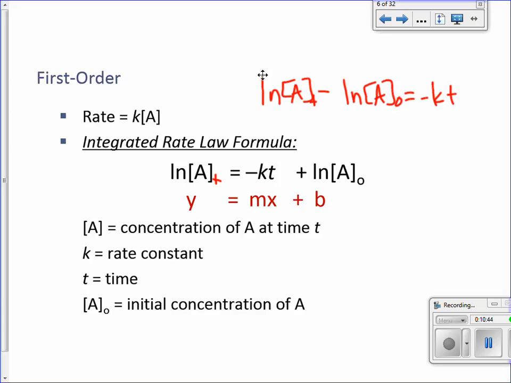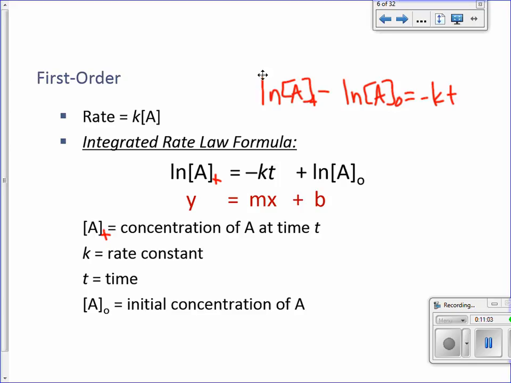Now, obviously, this one over here just has a little t there. Concentration of A at time t. k is the rate constant. t is the actual time. And then the concentration of A with a little o next to it, that's always the initial concentration.